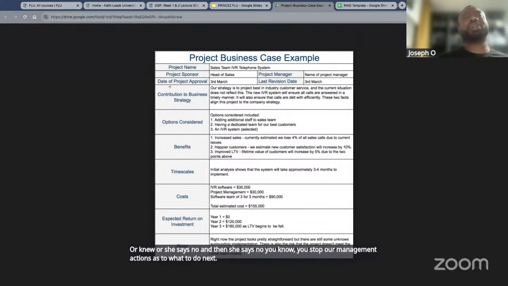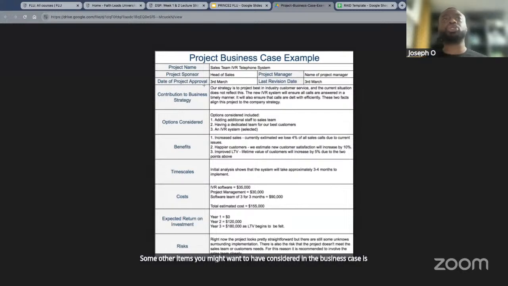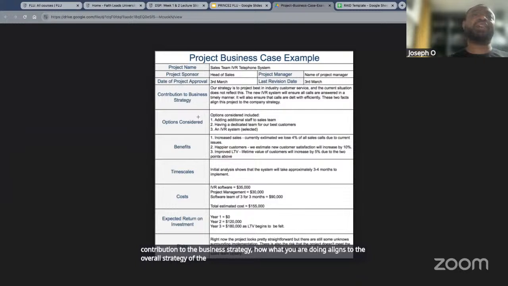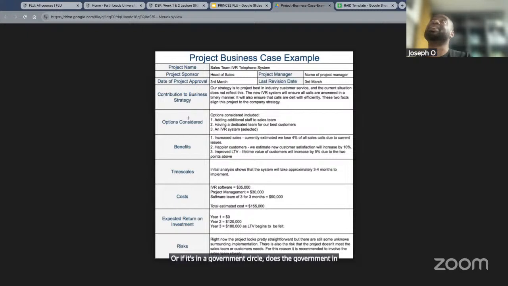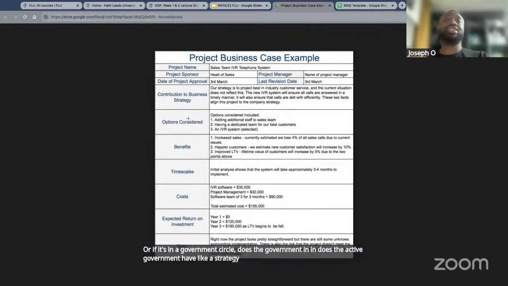Some other items you might want to consider in a business case are the contribution to the business strategy, how what you are doing aligns to the overall strategy of the organization that you are delivering the project for. Or if it's in a government circle, does the government have a strategy that this project is aligned to?